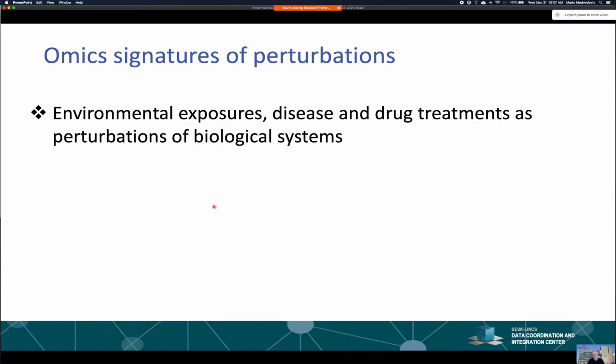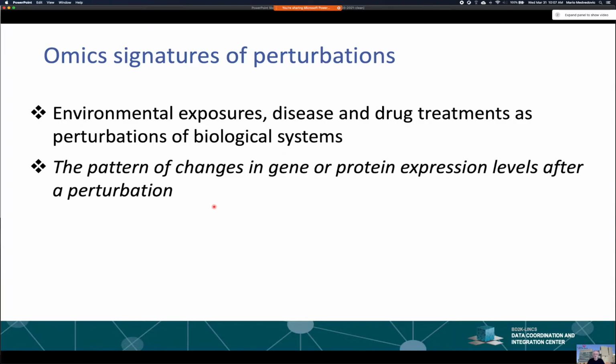They can be acute perturbations, right? Treating a biological system with a chemical, or it could be a chronic perturbation that eventually leads to disease, or is a disease itself. And the signature of such a perturbation, or the effects of such a perturbation on biological systems, basically consists of a pattern of changes in gene or protein expression levels after a perturbation.